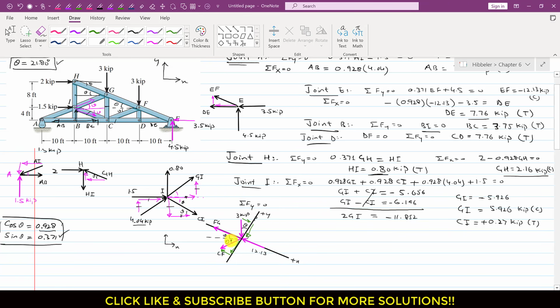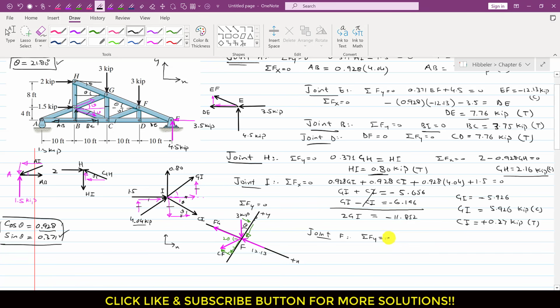But as we know, this CF force is making a 2 theta angle. Remember, let me write that this angle is 2 theta, right? So now this will be the cos component and this one will be the sine component. Now if I apply the summation at joint F, first let me write that the summation of forces along y equals 0, right?